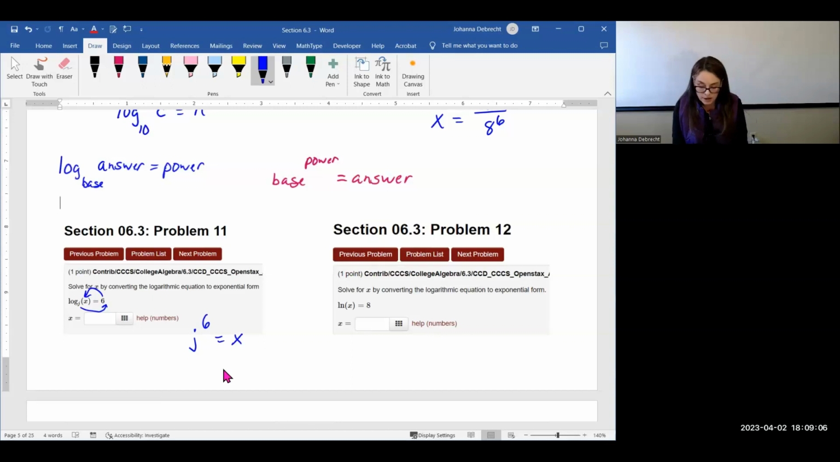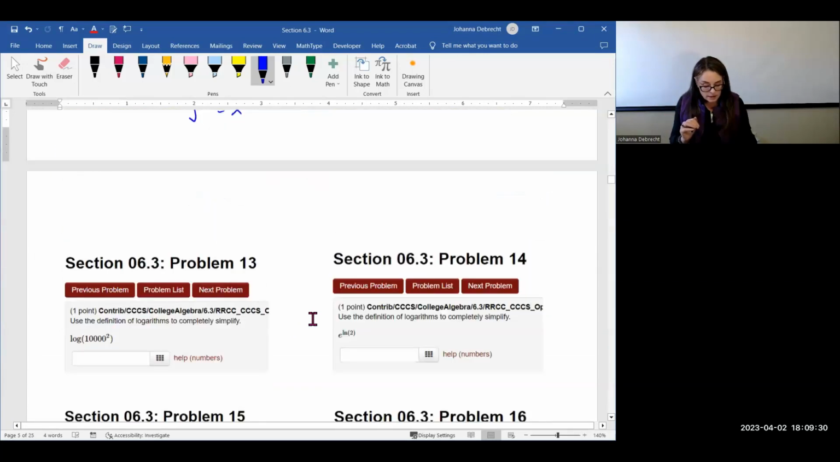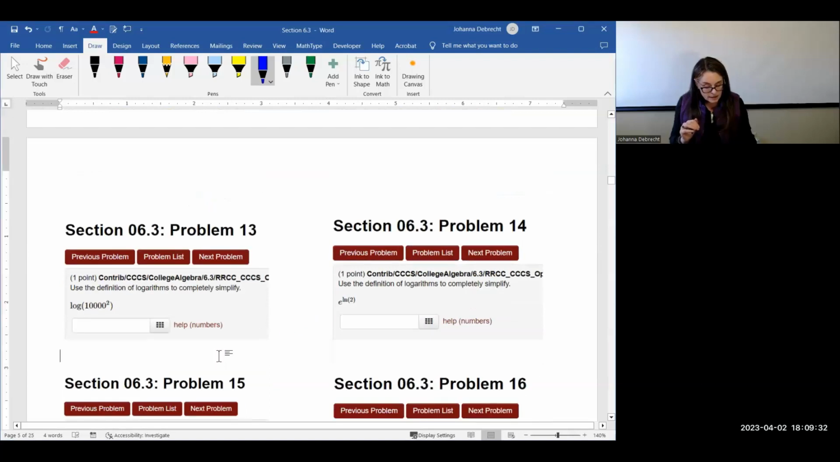Now, converting the one in problem number 12, I have ln. There's no base written, but I know if they put ln, the base is E. So I have E, and it's going to be raised to the power of 8, and it equals the answer part, which is X. Right? So hopefully by going in this backwards C, this counterclockwise notation, it will help you to get them on there correctly. All right, let me add another one.